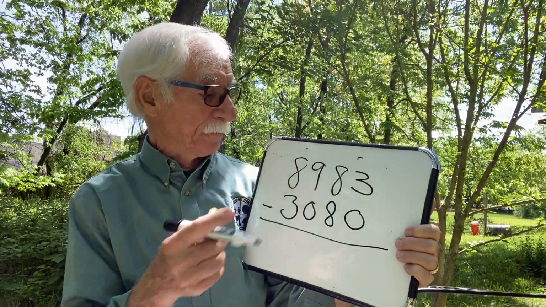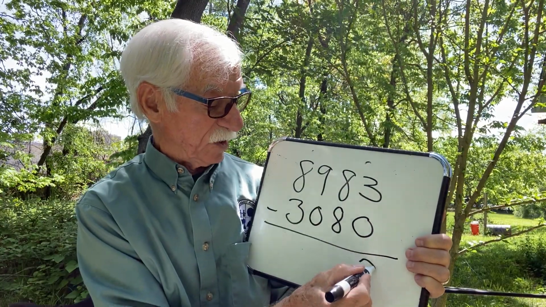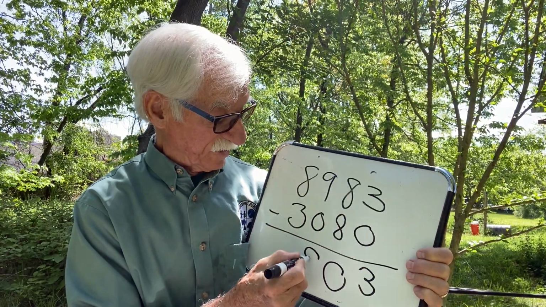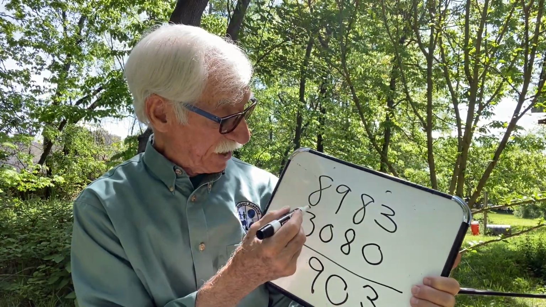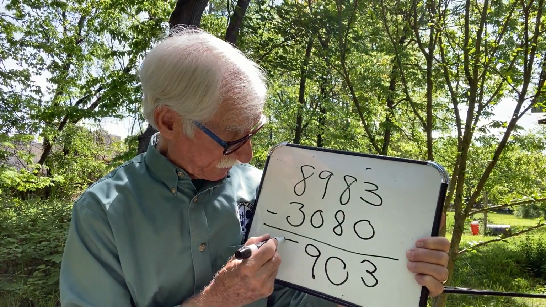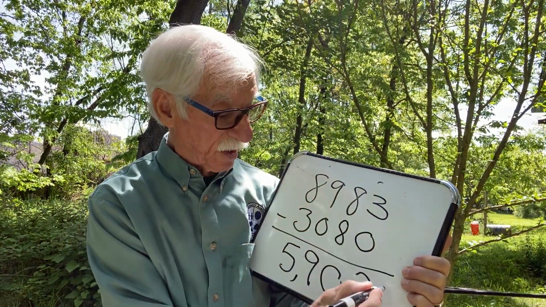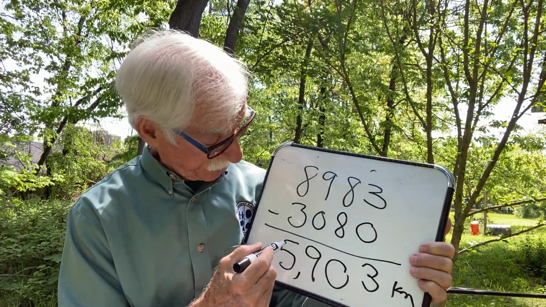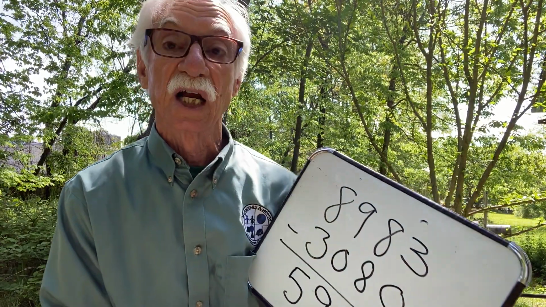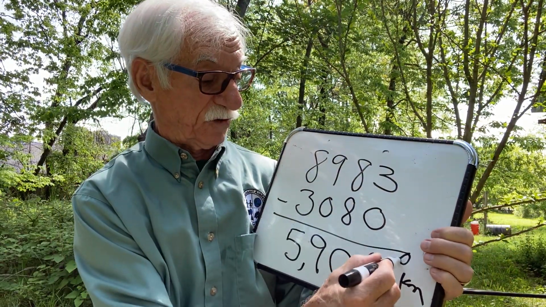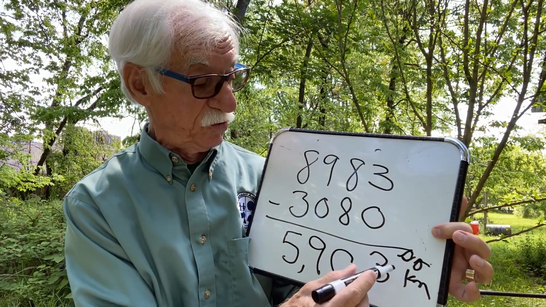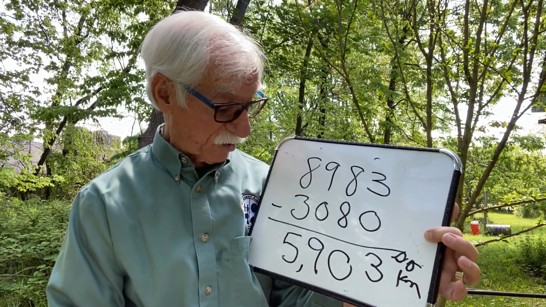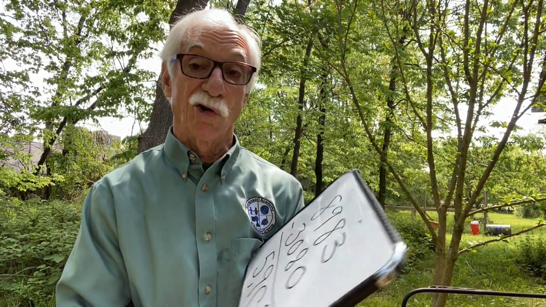There's my equals line. 3 units take away 0 is 3 units. 8 take away 8 is 0 tens. 9 take away 0 is 9 hundreds. And 8 units in thousands take away 3 units in thousands is 5 units in thousands. So, Yellowstone is 5,903 square kilometers, SQ KM, those are abbreviations. Yellowstone is 5,903 square kilometers larger than Yosemite.